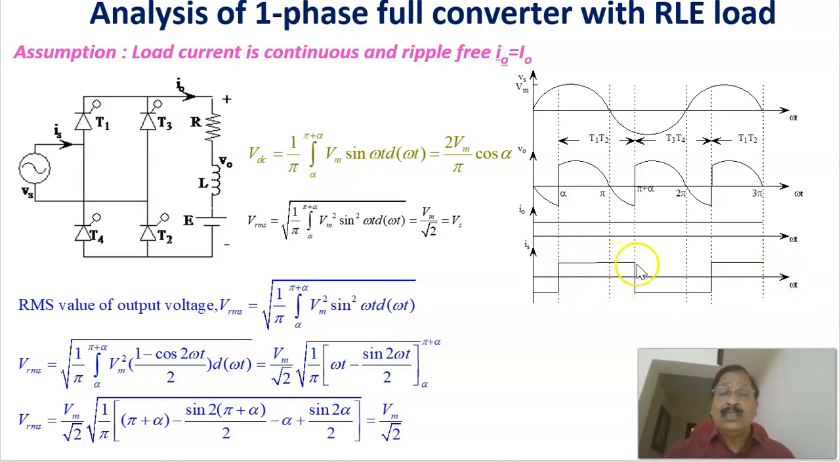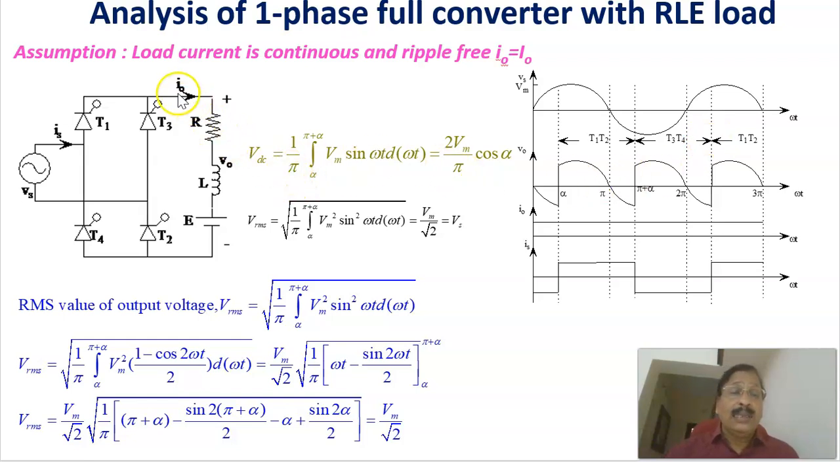During this period T1 and T2 are conducting. During this period T3 and T4 are conducting. Therefore, this is the current at the source side, this is the load current, this is the load voltage, and this is the input voltage.